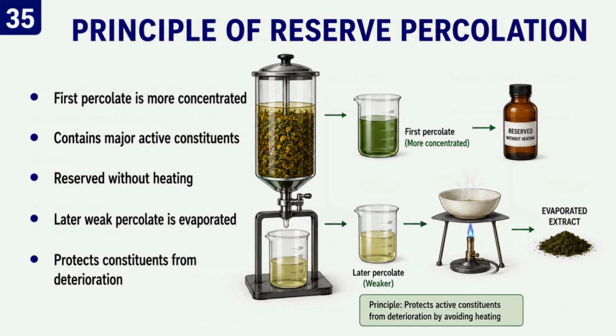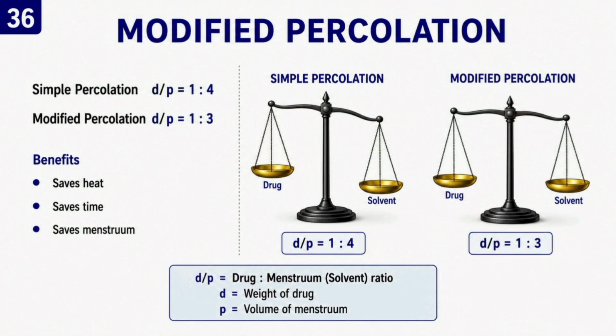Okay. Modified percolation is designed to save heat, time and menstruum. So in simple percolation, the drug to percolate ratio may be approximately 1:4. In modified percolation, it may be reduced to around 1:3. So the objective is greater process efficiency here.